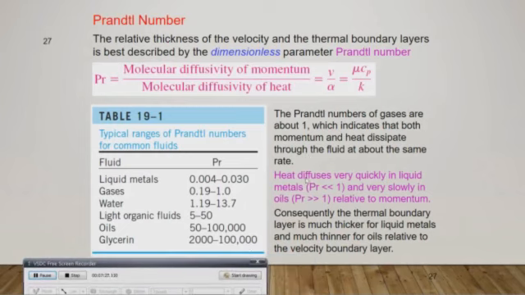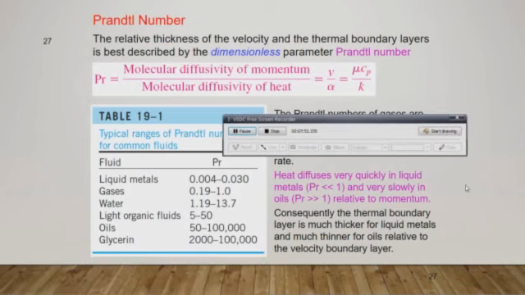And then heat diffuses very quickly in liquid metals, so for a Prandtl number very much lower than 1, for example liquid metals, heat diffuses very quickly. So this one makes sense. And then for a very high Prandtl number, for example oil and glycerin, it is relatively very slow. So that's about the Prandtl number.